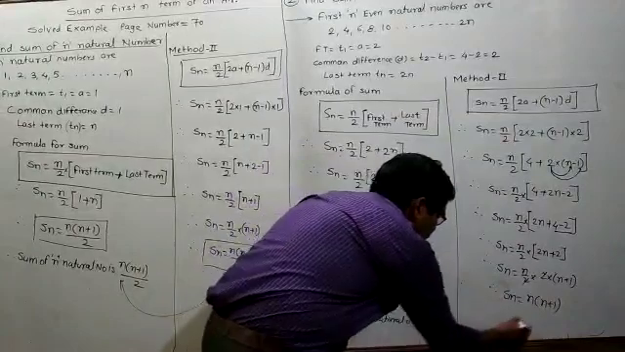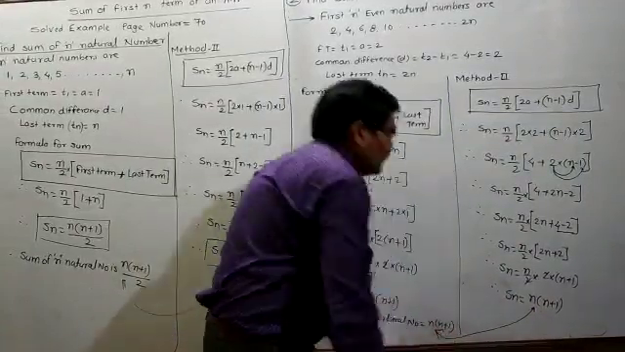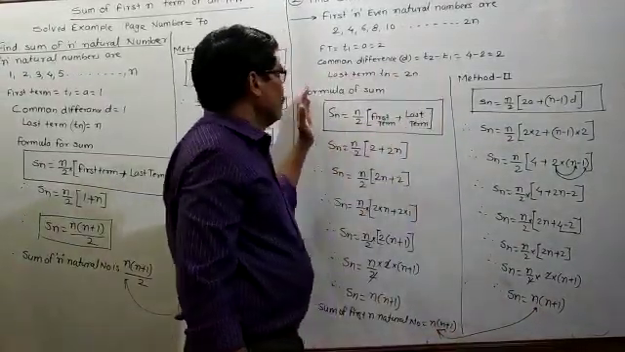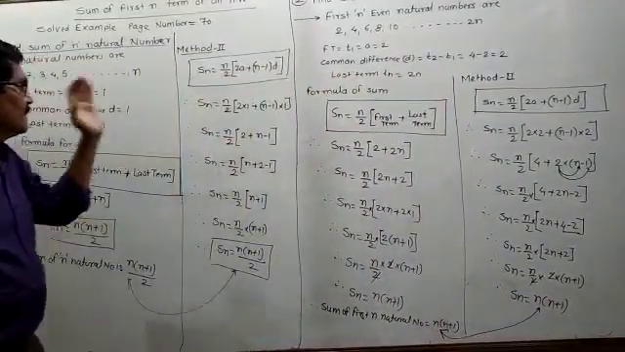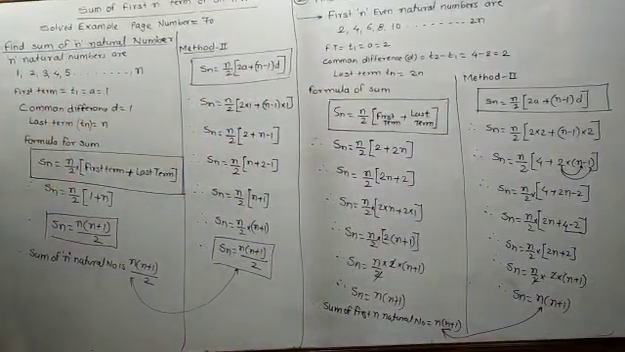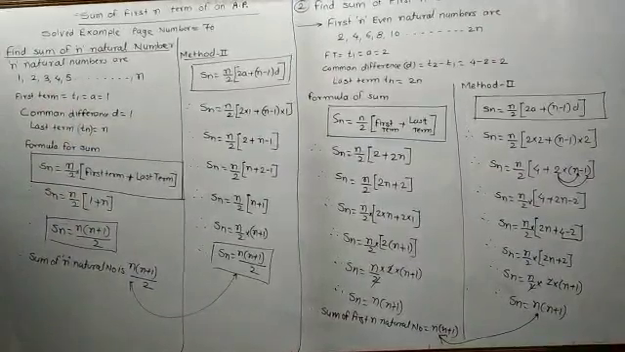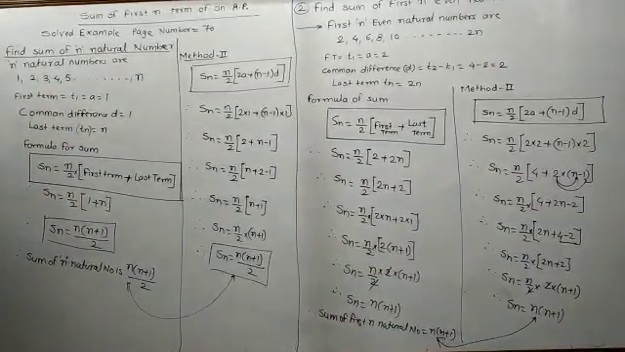This answer and this answer are one and the same by both methods. This is the second method and this is the first method, in this example also. So you have to write all these things in the notebook by both the methods properly. Thank you.